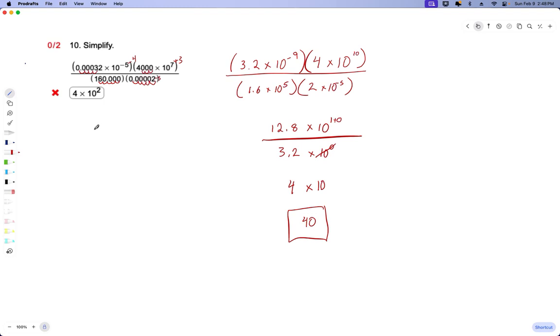Now, if you had put in 4 times 10 to the 1 power or 4 times 10, I would have just gone ahead and marked that right for you because that is correct. It's just not in the easiest format. It's still the right answer. But you had 4 times 10 to the 2nd power, which would have been 400, which is not correct.